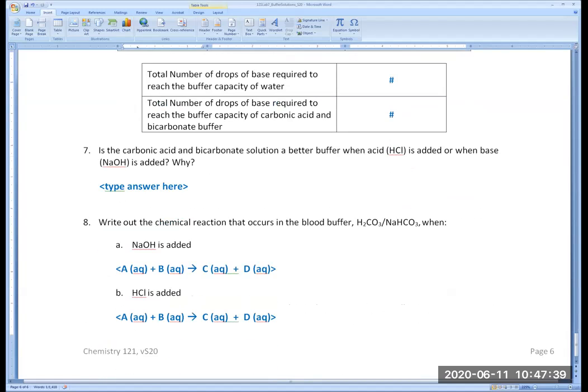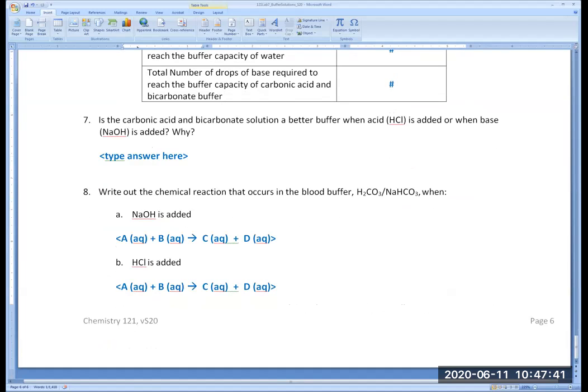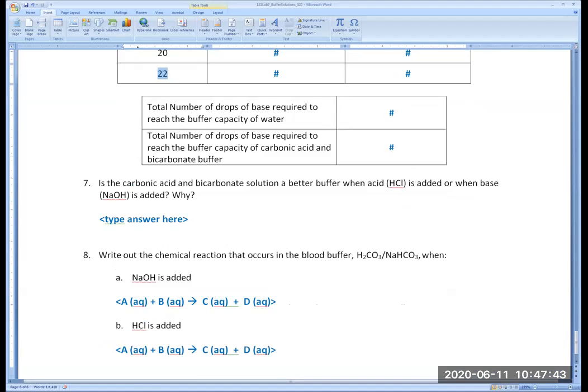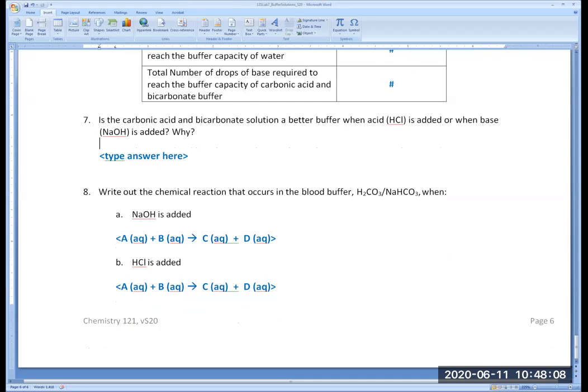And so you will see that the buffer is better at maintaining pH with acid or base. You have to tell which one it is better at maintaining pH. Is it when you add acid or is it when you add a base? And why? So why is it better? So think about the definition of a buffer. What do we expect from a buffer? It's going to be better if it does that better. So maintain the pH.